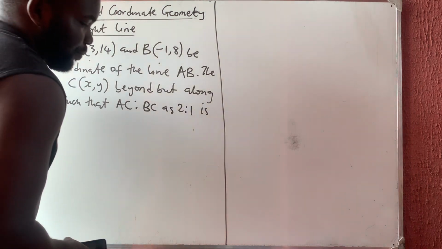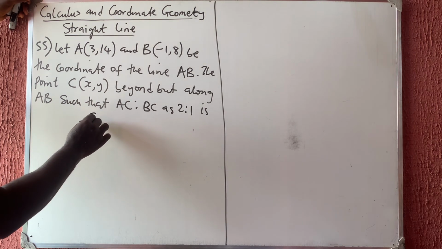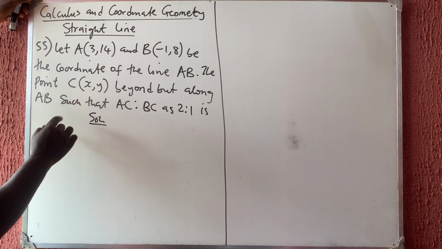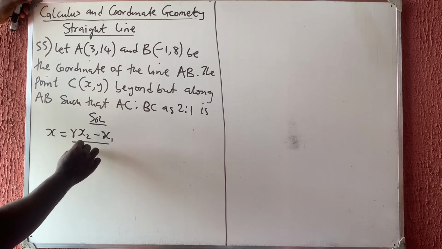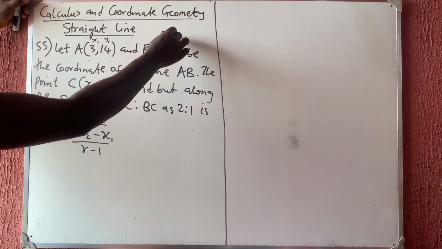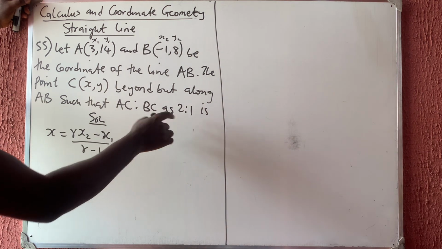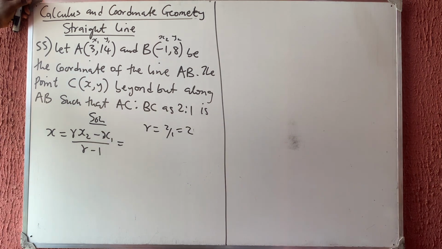All right, so look at this very simple question. We're asked to find the point. Now this is called division of a line. They say let this and this be the coordinates of a line AB. We need to find this point C beyond but along. Whenever you hear beyond but along, it is an external division. For an external division, the formula to find x is x = (r·x2 - x1) over (r - 1). You call these x1, y1, x2, y2. Your r is the ratio, 2 over 1, which is 2.